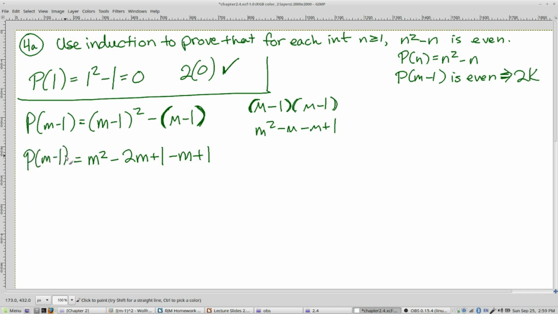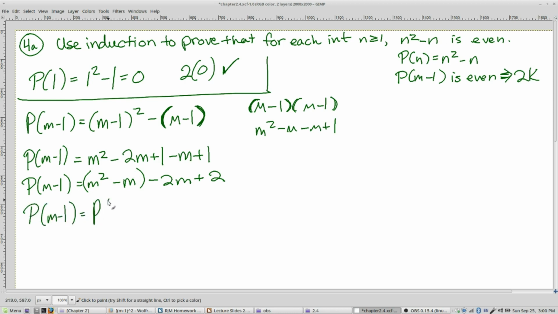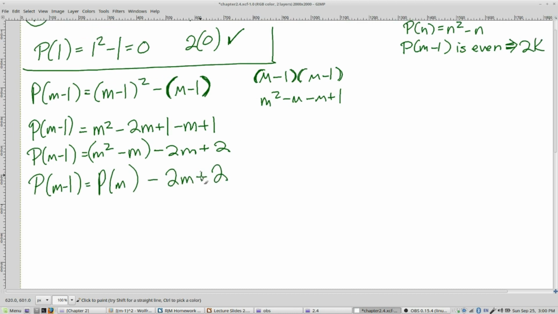So at this point, I'm not going to simplify further. This is where we rearrange the numbers to try to get back to our original form here. So I'm going to say p of m minus 1 is equal to m squared, and we're going to take this minus m, so minus m. I'm just going to kind of contain that. Then what we have left over is minus 2m, and then we'll just add these two, plus 2. So this part and this part match. We can write this as p of m minus 1 is equal to p of m, and then some other things, minus 2m plus 2.